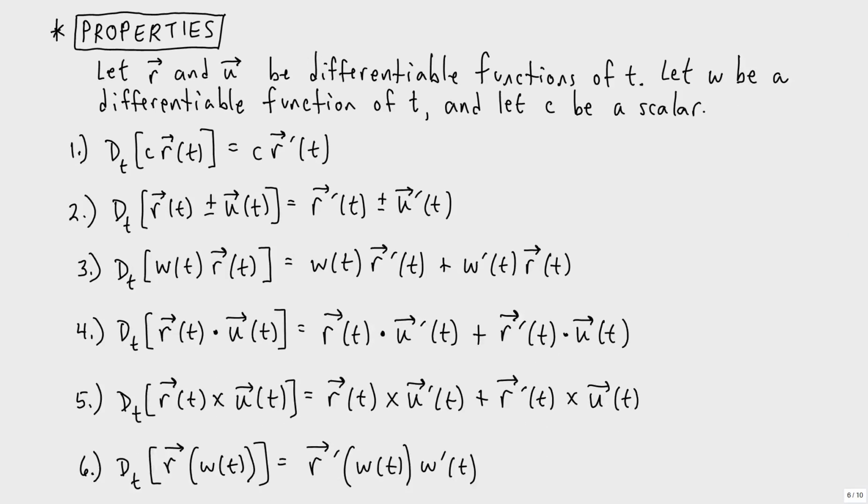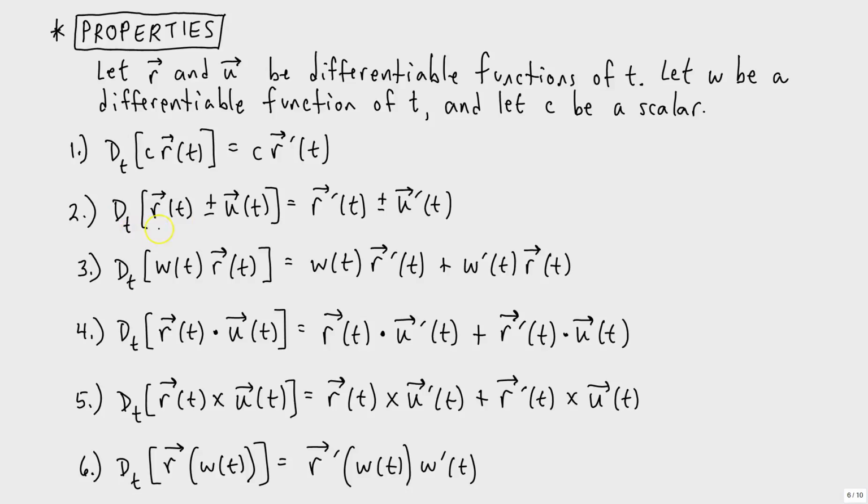Alright, so what are some properties of the derivative? Let's see, say you have vector r and vector u. Say they're both vector valued functions that are differentiable. Let w be a differentiable function of t, so not a vector valued function, just a traditional function, and let c be a scalar. So say you want the derivative with respect to t of a scalar times a vector valued function. Well, you would just do the derivative of the vector valued function, r prime, times the scalar. Exact same rule we're used to in single variable calculus.